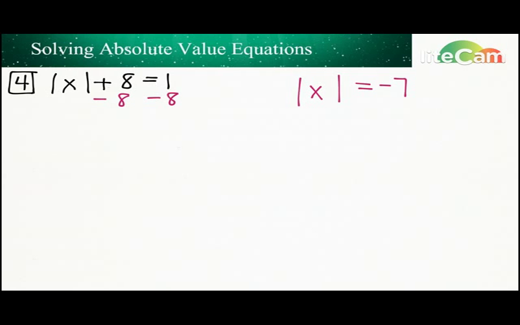An absolute value means that whatever is inside here is going to become positive. So the absolute value of x must be a positive number. Well, the problem is that it can't be negative 7 then. There's no way that an absolute value is ever going to make a negative number. So in this case, the answer to this problem is no solution.